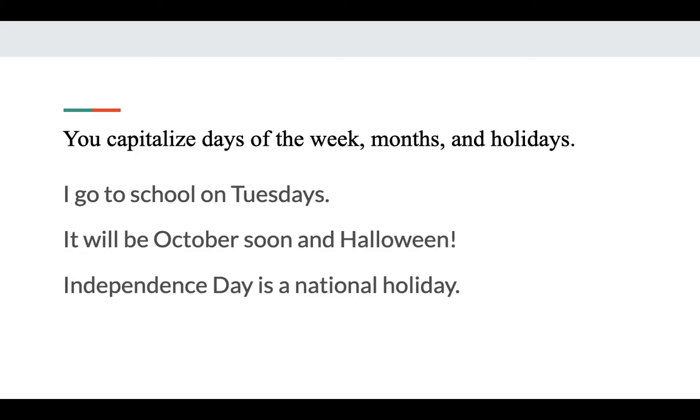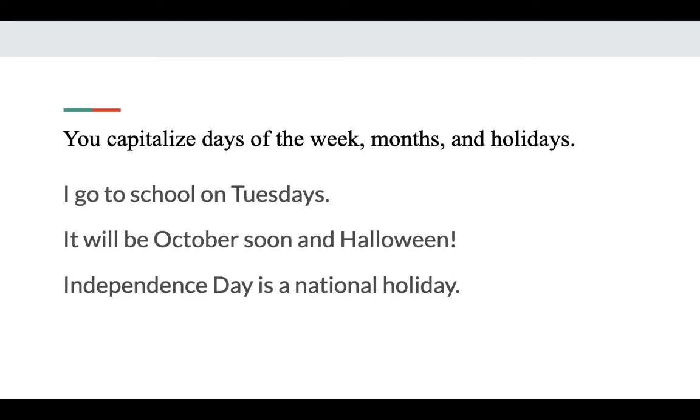So I go to school on Tuesdays. Tuesday is a day of the week, you capitalize it. If you're learning Spanish, you know that martes, which is how they say Tuesday in Spanish, it is not capitalized. Okay? It will be October soon and Halloween. Okay? October in Spanish is octubre. You don't capitalize the months in Spanish.